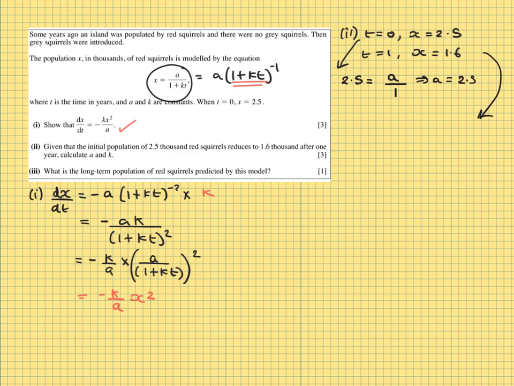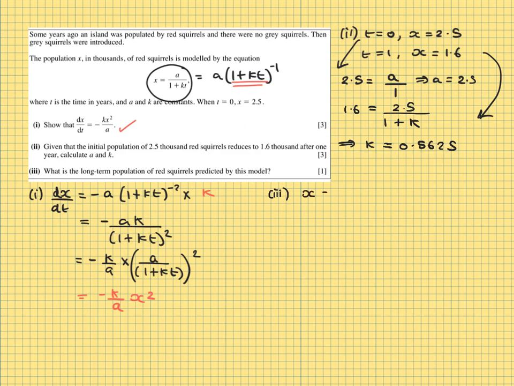And if I then substitute in the second piece of information, that tells me that 1.6 is equal to a, which I now know is 2.5, over 1 plus k, and it's a very simple matter to rearrange this and find k. So k is equal to 0.5625. Now, part 3, what is the long-term population of red squirrels predicted by this model?